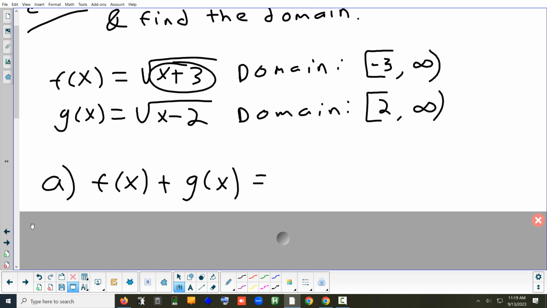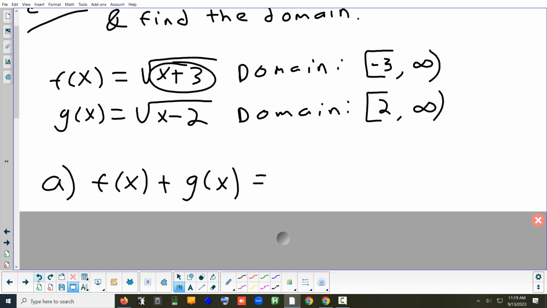Again, they're not like terms. Like terms would be something like this. If you took 2 square roots of x and 3 square roots of x and added them together, you have 5 square roots of x. What makes these unlike terms is the radicands are different, so you can't combine them. You're just going to have to write what you get.